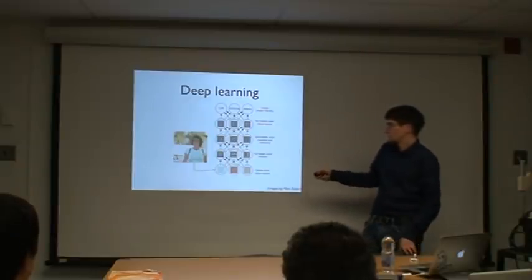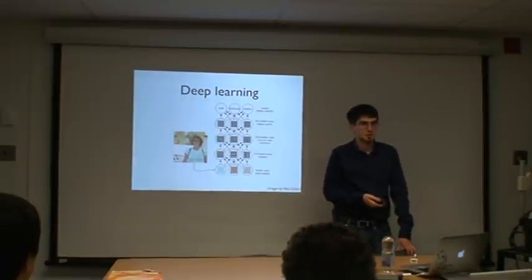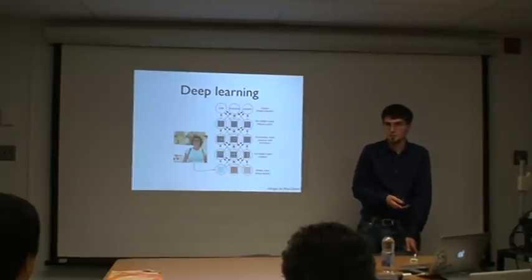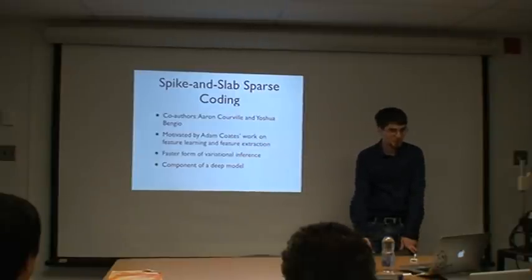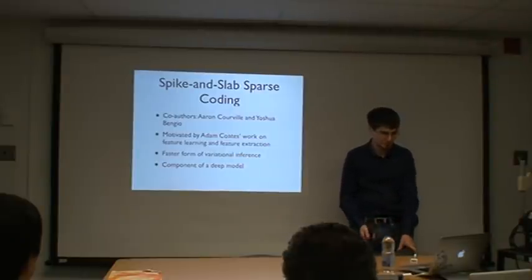The exact way that you learn these features and the exact way that they're extracted depends on the kind of algorithm that you use both for training and for inference. So you'll see several different ways of doing that today. The first paper that I'll tell you about is called Spike and Slab Sparse Coding. The full title of the paper varies a little bit depending on whether you're looking at the conference or the journal version of it. I wrote this paper along with Aaron and Joshua, who are here on my committee today.